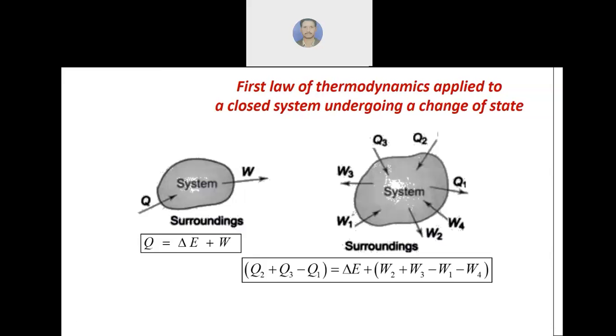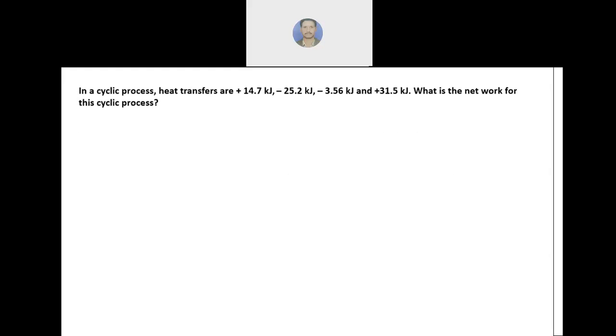So we know the first law of thermodynamics for both cases: one for a cyclic process, one for a simple change of state, or for one process only, not for a complete cycle. Now a numerical based on this. Here, in a cyclic process, heat transfers are given to you: plus 14.7 kilojoule, minus 25.2, minus 3.56, plus 31.5. You have to find the net work transfer, meaning the total work transfer.